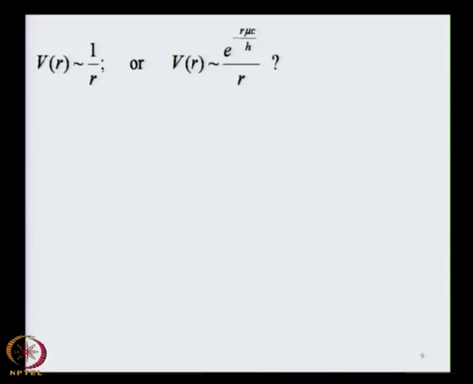And this question boils down to the fact that if mu were 0, this is the mass of the photon. If mu were 0, then e to the 0 would be 1 and you would get 1 over r, which means that the question of the potential being a strict 1 over r potential is intimately connected with how good an approximation we can make to the mass of the photon.